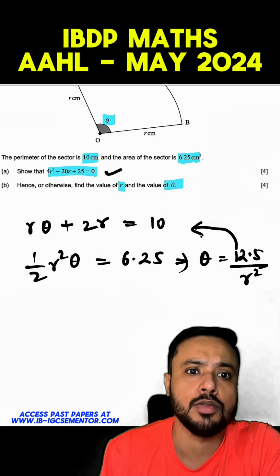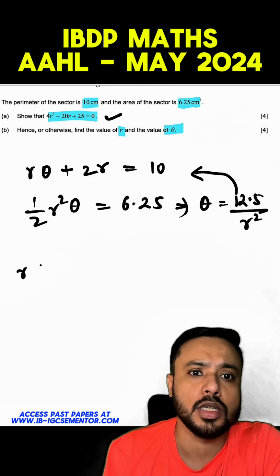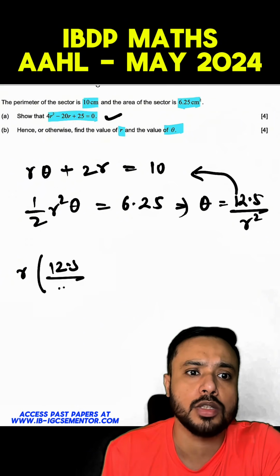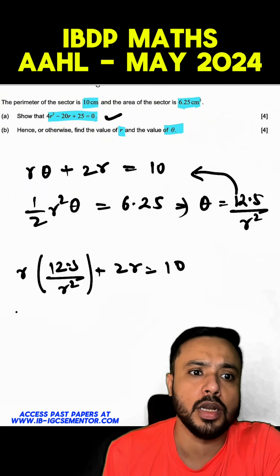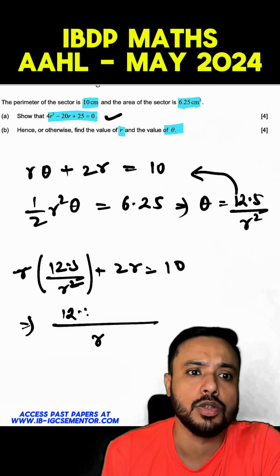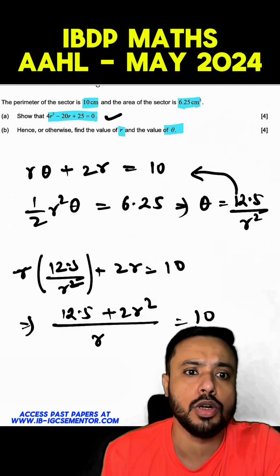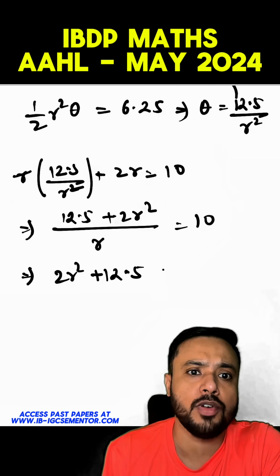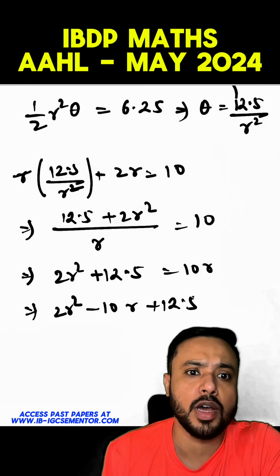Now I'm going to substitute this value of theta in the first equation. So I can say that r into 12.5 upon r square plus 2r is equal to 10. So this r and this r is gone. Now I'm going to take LCM in the LHS. So I'll get r here, 12.5 plus 2r square equal to 10. 2r square plus 12.5 is equal to 10r, which means 2r square minus 10r plus 12.5 is equal to 0.